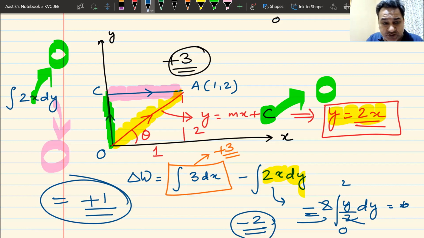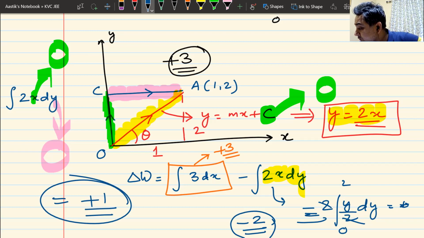Anyone has any doubts? I'll just wait for a minute for everyone to go through this. It's a simple thing. You're not expected to have this question in JEE Mains. In JEE Mains, if it comes, it will just be one path and you will not be given a two-dimensional force. You will be given a one-dimensional force.